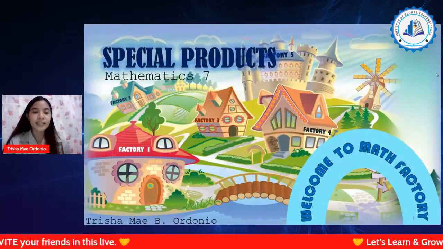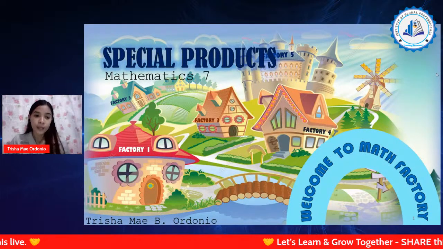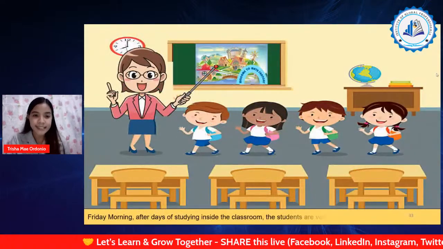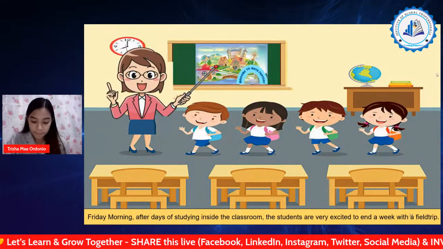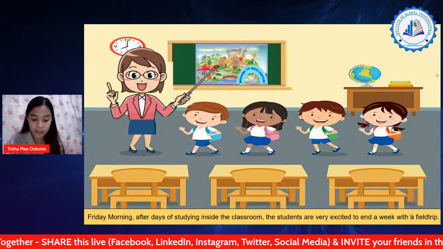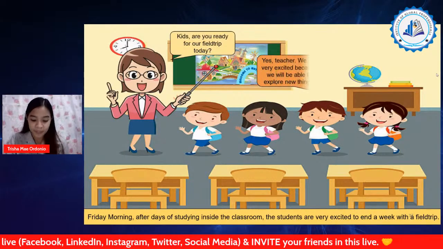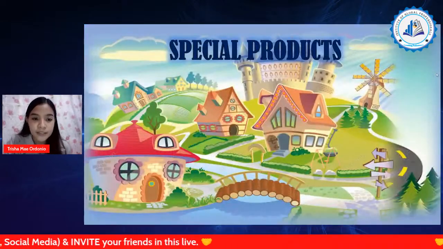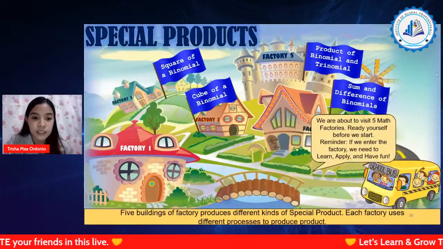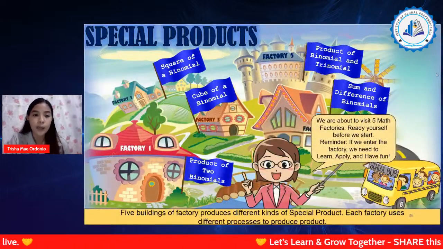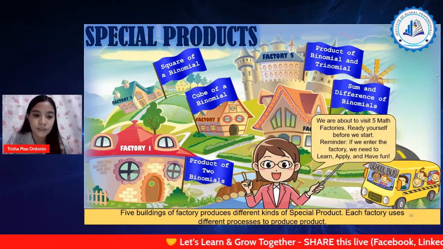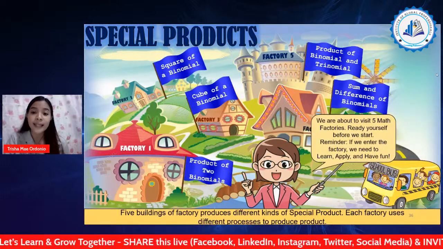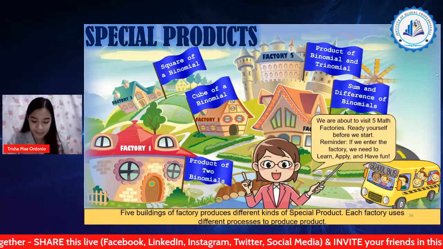Next one is one of the interesting topics in algebra, the special products. It is a story about a class who went on a field trip to a math factory. Each factory produces special products. Here are the factories. We have 5 factories: square of a binomial, cube of a binomial, product of 2 binomials, product of binomial and trinomial, and sum and difference of binomials.